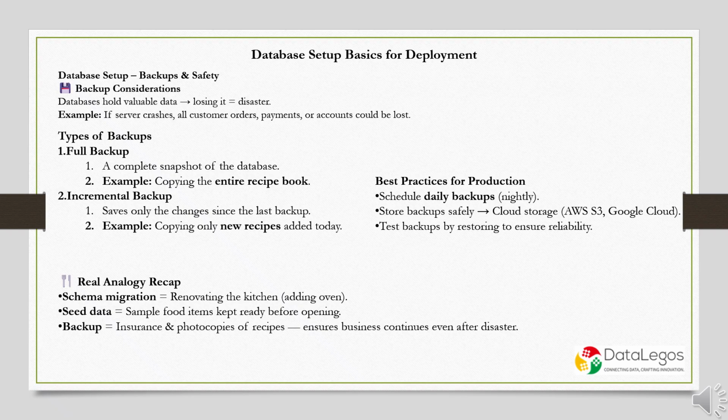Real analogy recap. Quick recap with our restaurant analogy. Schema migration equals renovating the kitchen, add an oven. Seed data equals sample food items ready before opening. Backups equals insurance and photocopies of recipes, so your business can continue even after a disaster.